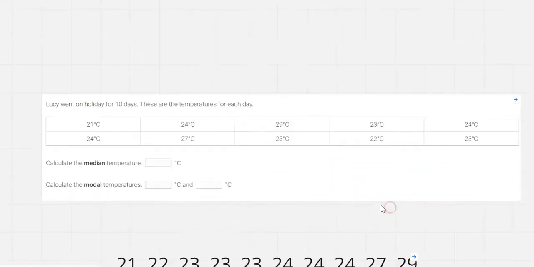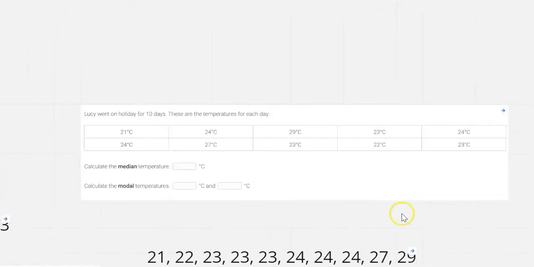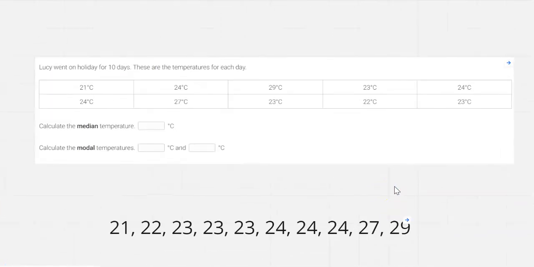So let's have another look, go through a little bit quicker. Lucy went on holiday for 10 days. These are the temperatures for each day. We've got 10 figures there. Again, it's asking us to calculate the median and the mode. So let's have a look at the median first.